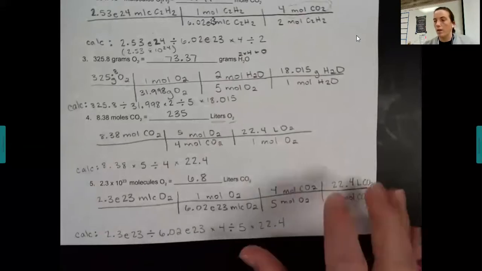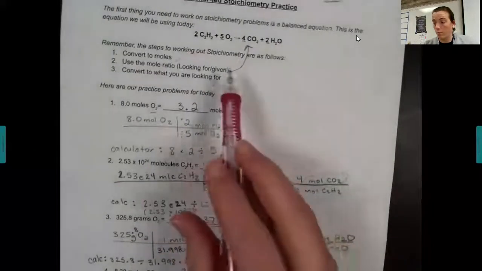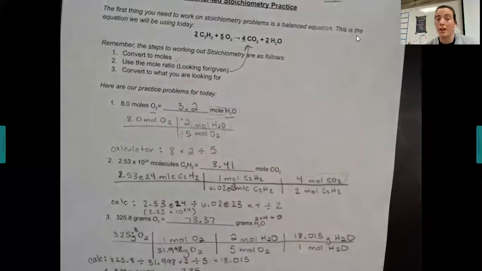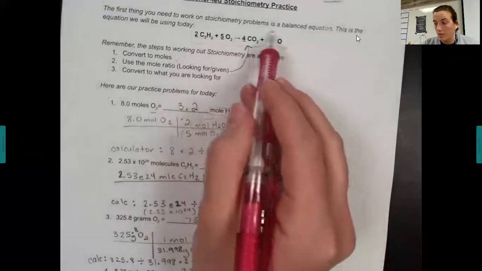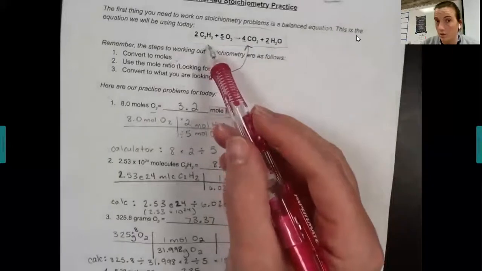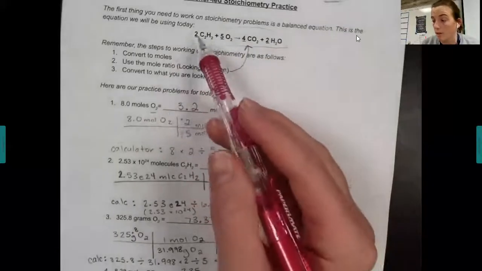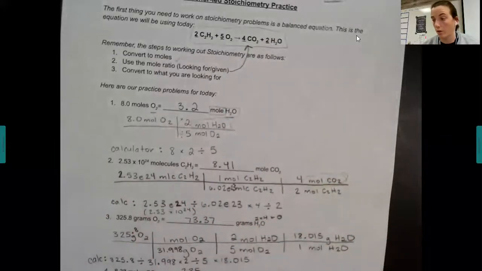Okay, now for today, we did all problems using one equation. You have to have an equation in order to do stoichiometry, okay? Because each equation is its own translating step. Oxygen reacts differently to C2H2 than it does to other elements, so the balancing is different, okay? So make sure that you have an equation for each problem, all right?